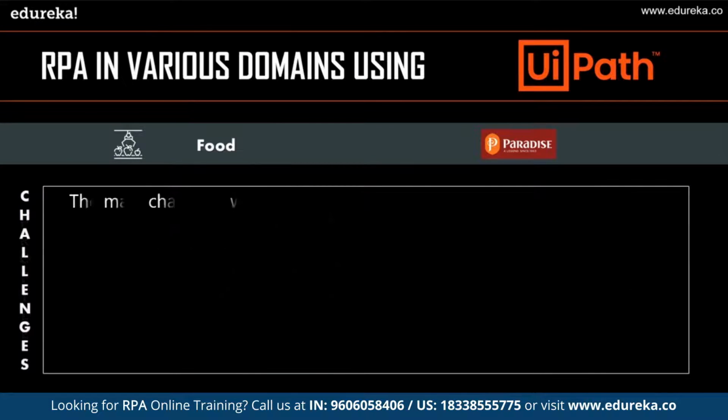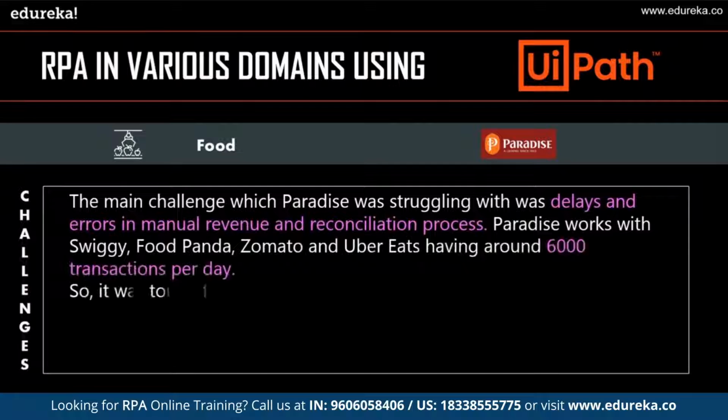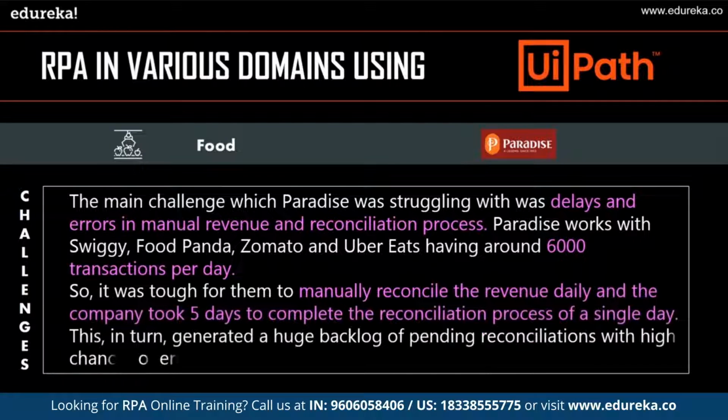Now, the main challenge which Paradise was struggling with was the delays and errors in manual revenue and reconciliation processes. Paradise works with Swiggy, Foodpanda, Zomato, and Uber Eats and has around 6,000 transactions per day. So, it was tough for them to manually reconcile the revenue on a daily basis, and the company took 5 days to complete the reconciliation process of a single day. This in turn had definitely generated a huge backlog of pending reconciliations with high chances of errors.